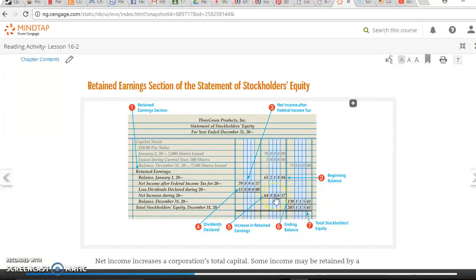The net increase here is how much they made minus the dividends. They add those two together, and their new balance is on December 31st. So basically, the statement of stockholders' equity is the capital stock plus the balance of retained earnings, and that's the total stockholders' equity.